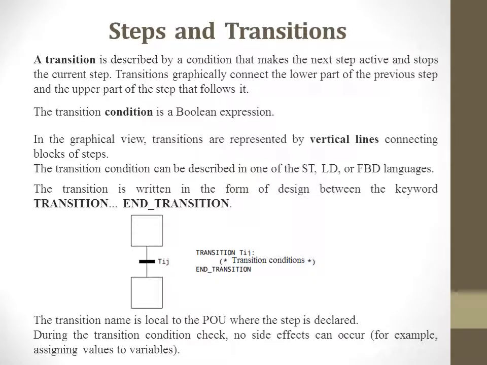So the transition name is local to the program unit where the step is declared. During the transition condition check, no side effects can occur, for example, assigning values to variables.